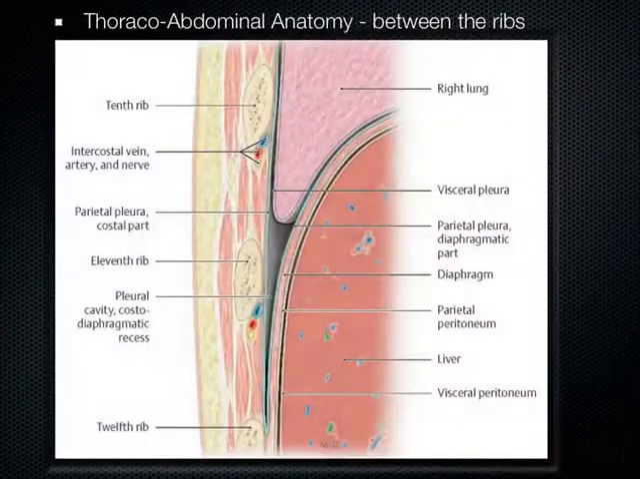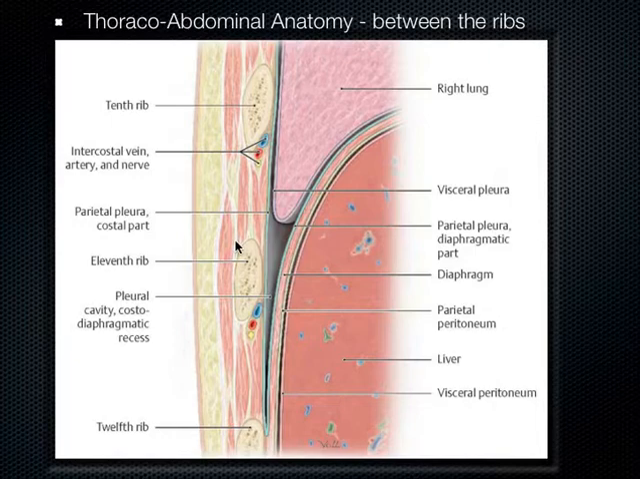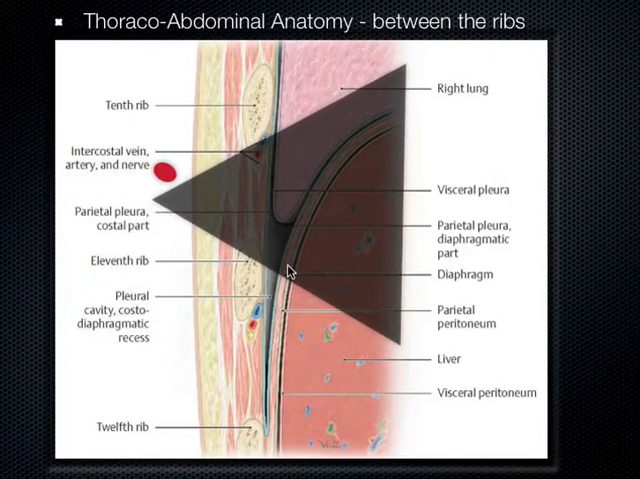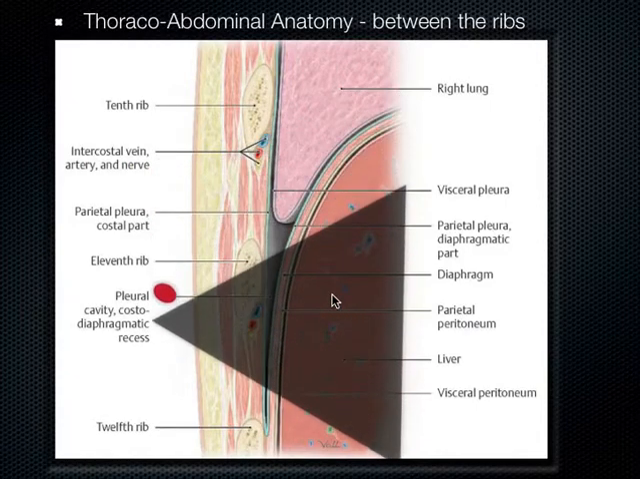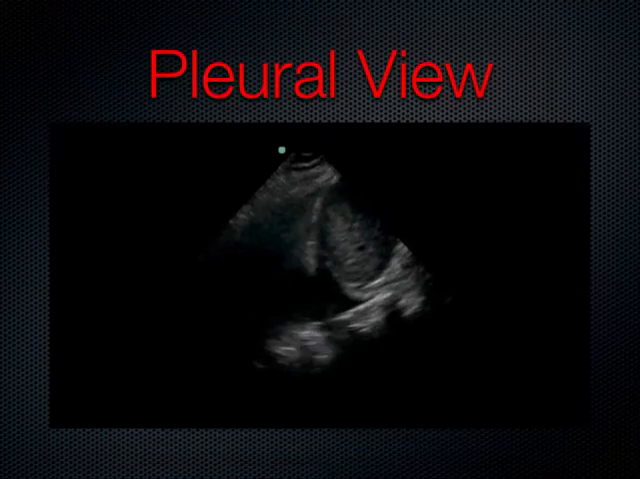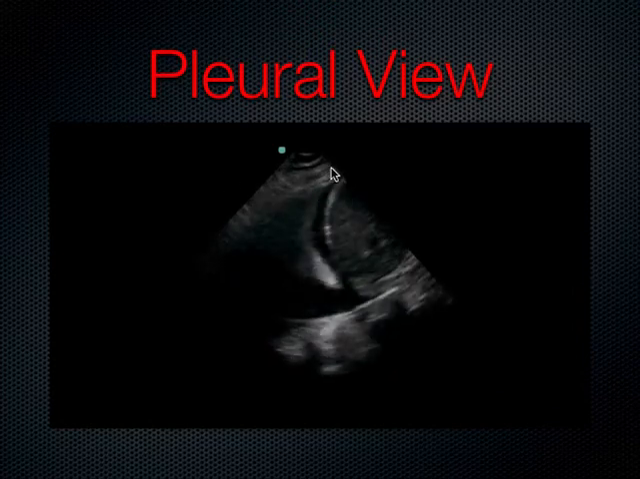And so what we're going to do is take the transducer from the side of the body and aim the indicator towards the patient's head, and the wedge of sound comes in between the ribs, and we can see how the diaphragm divides the chest from the abdomen. And we're looking between the ribs along this diaphragm to look for any fluid up in the chest. And as we do so, this is what it looks like.